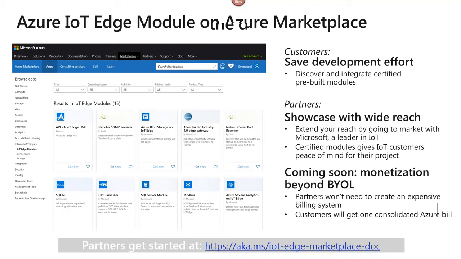So with that, this was a high-level overview of machine learning at the edge. I'll come back in just a little while to show you an example, but before that, I'll hand you off to Robert to talk about edge gateways.